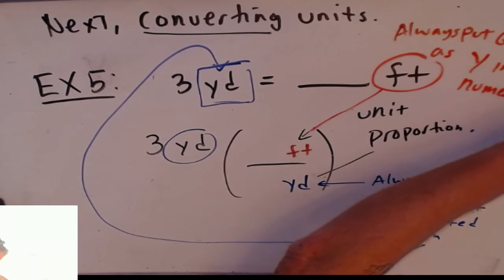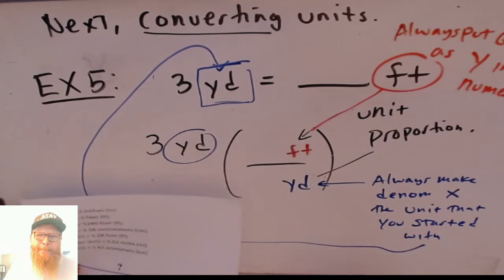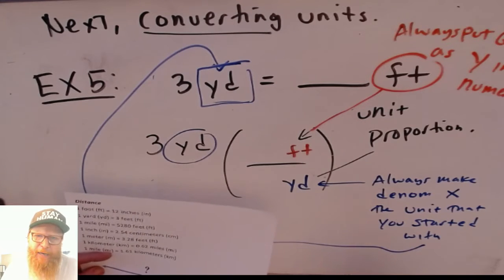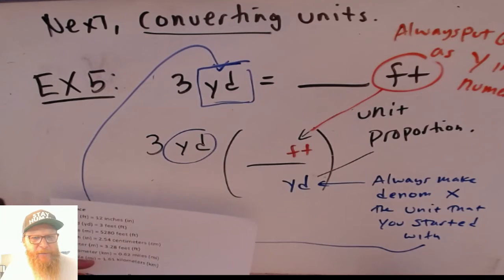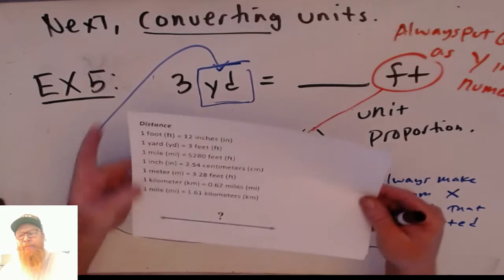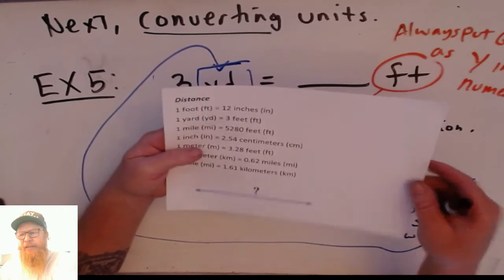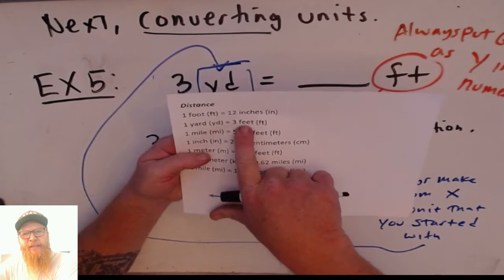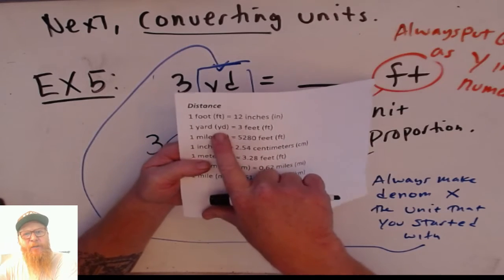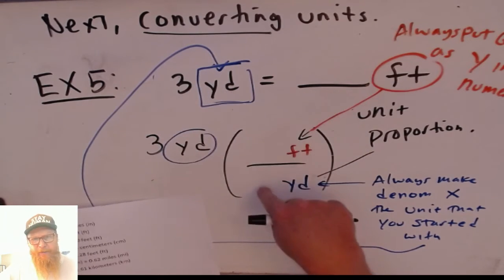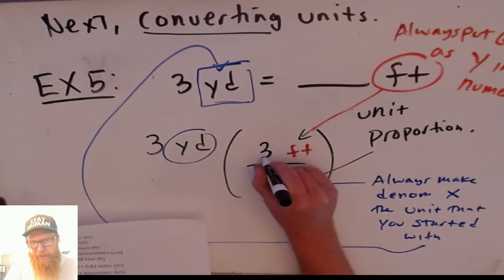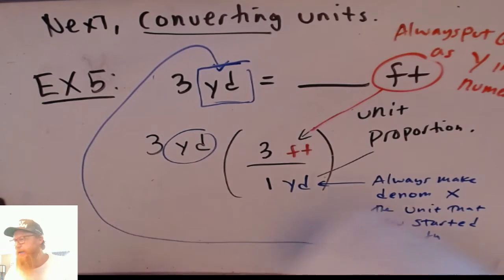And so I come over here to my chart. Now this is probably one you already know: 1 yard is 3 feet. But I have it here in the list just in case. So 1 yard is the same as 3 feet. That's a unit proportion. Now I have to put it in the right order. So the 3 goes on top and the 1 goes on the denominator.